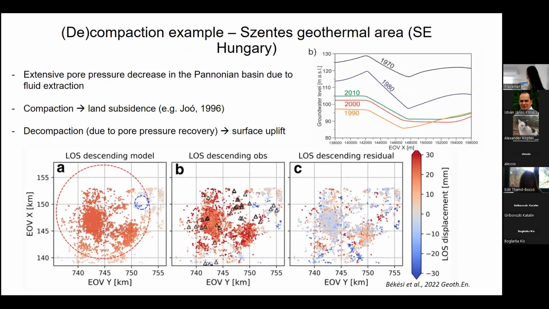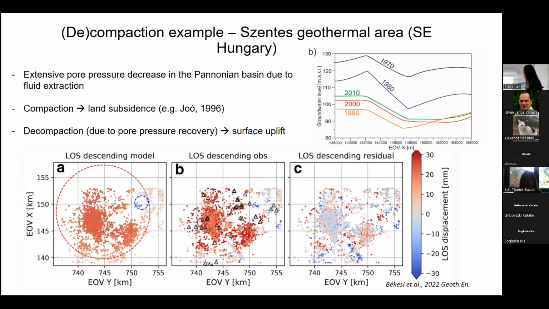So here I'm going to show you an example about reservoir depletion, pore pressure decrease, and then later on natural pore pressure recovery from a geothermal area in southeast Hungary. It's important to mention that here the pore pressure recovery was not because of re-injection, but much more like a natural process due to natural recharge. So it was relatively slow. What we observe here, which is actually a regional phenomenon in the Great Hungarian Plain of the Pannonian Basin, is that starting from active large-scale production from the 70s, the pore pressures and, of course, groundwater levels started to decrease, which was accompanied by large amounts of compaction and land subsidence, which are both documented in earlier studies.